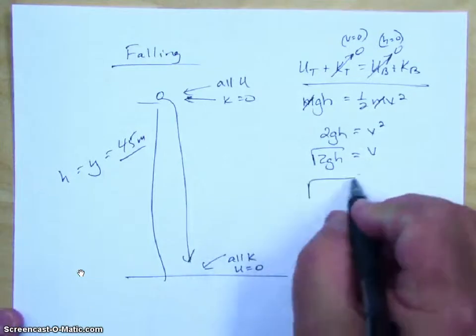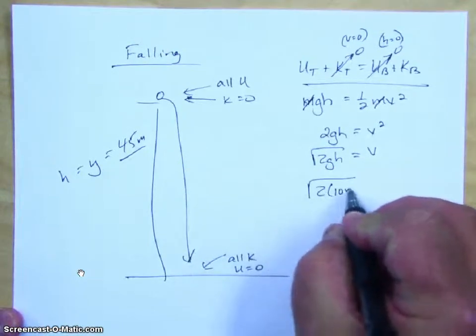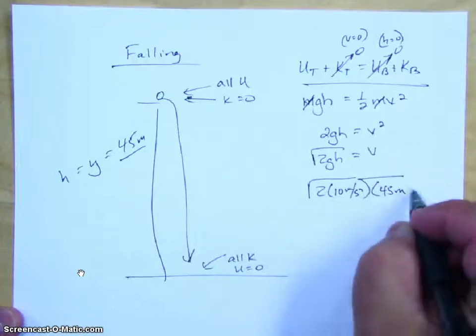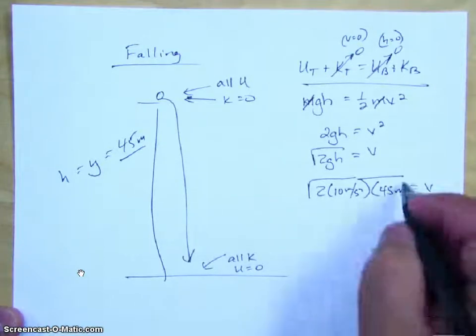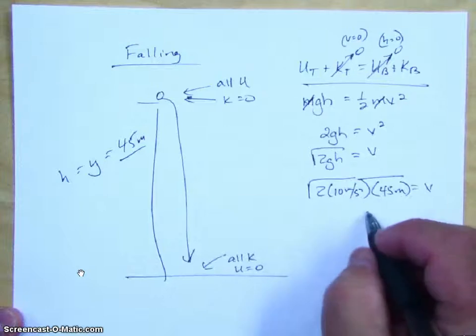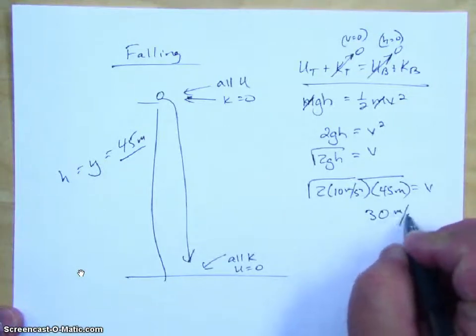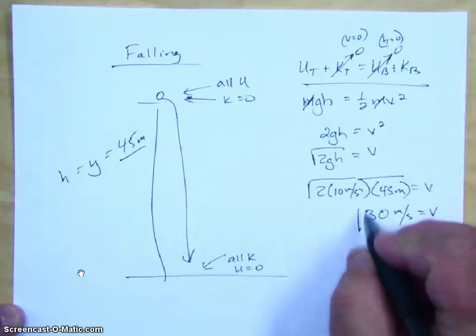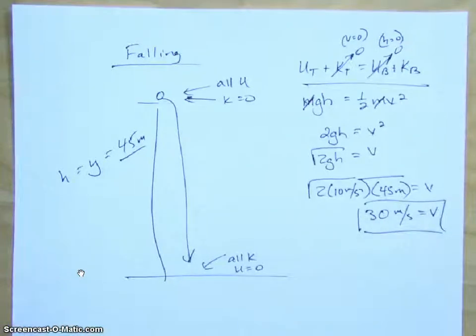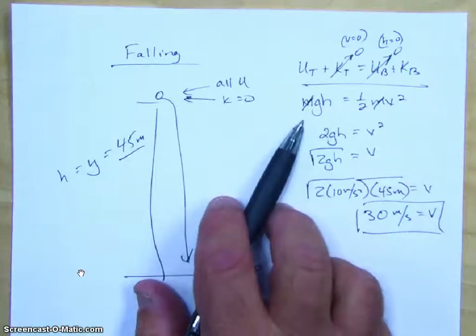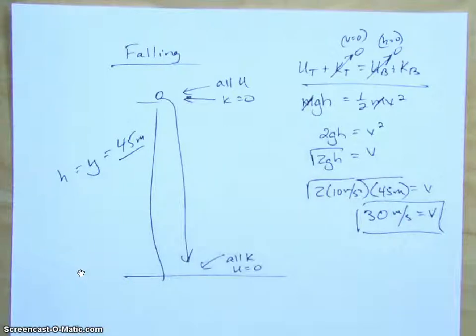You would simply have the square root of 2 times 10 meters per second squared times the height of 45 meters is equal to V. 20 times 45 is 900. The square root of 900 is 30, so it's 30 meters per second is equal to V. Now, you could easily do that also from a kinematics point of view, and quite frankly, I don't care which way you do it, but it does make it easy. The equations are pretty easy, so therefore we do it.